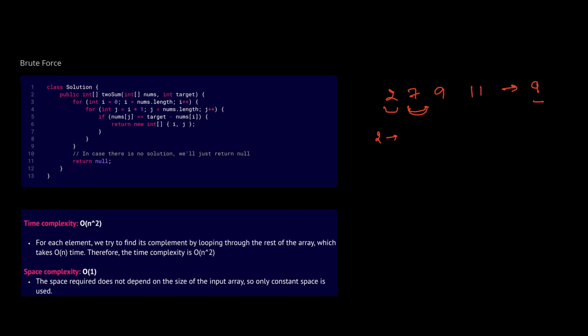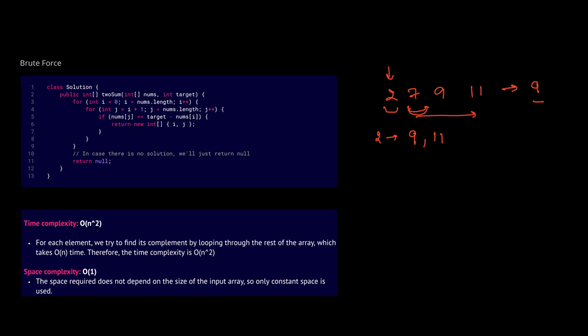So let's take an example. First you fix 2, and then for the second element you pick 7, and you compare whether the sum is equal to the target number or not. In this example it is, but assuming it's not, you compare 2 with the next element, 2 plus 9, then 2 plus 11. So you fix the first number and compare it with every other element on the right side.